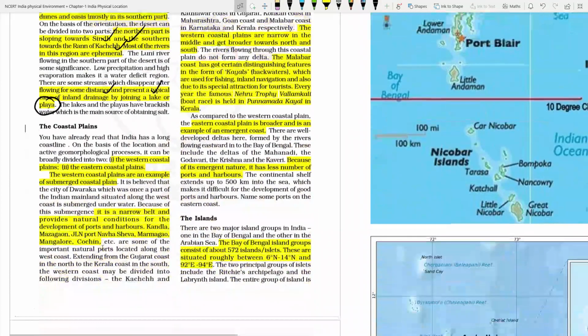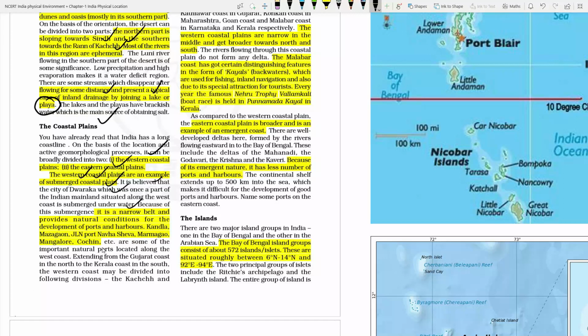Next one is the coastal plains. The plains on the coastal region: one plain is on the western part and another plain is on the eastern part. As I had told you, the western part is known for the submerged coastal plain. That's why Dwarka was once upon a time the mainland of India. It is a very narrow belt.